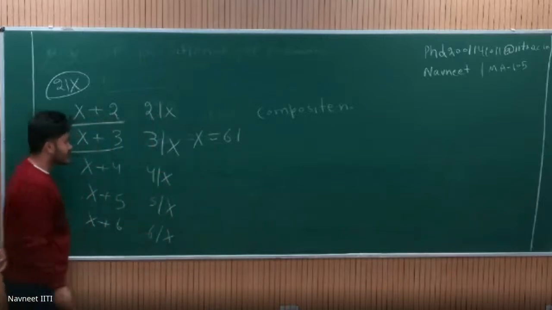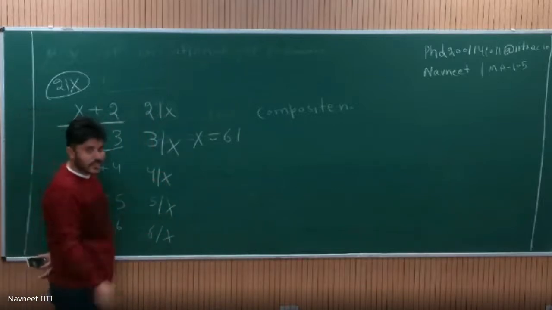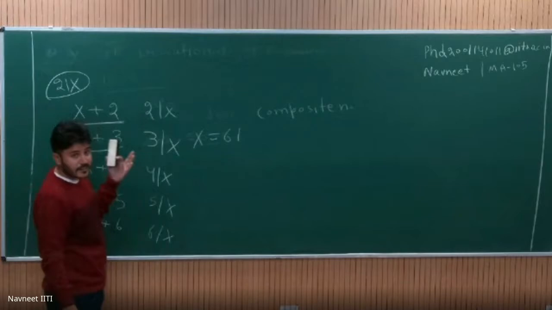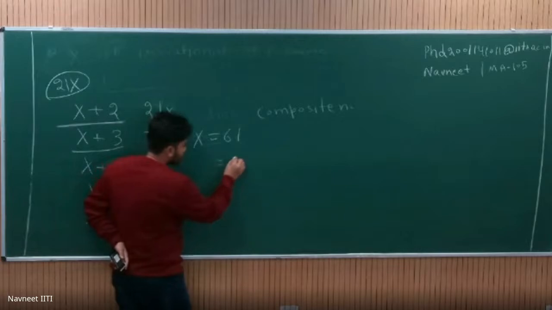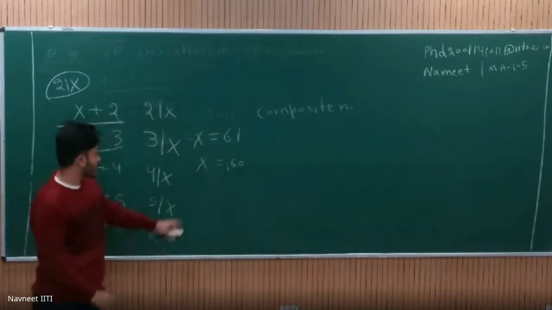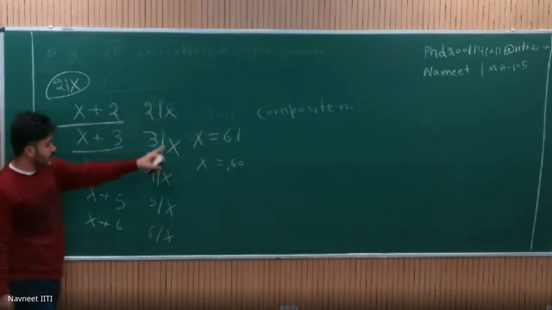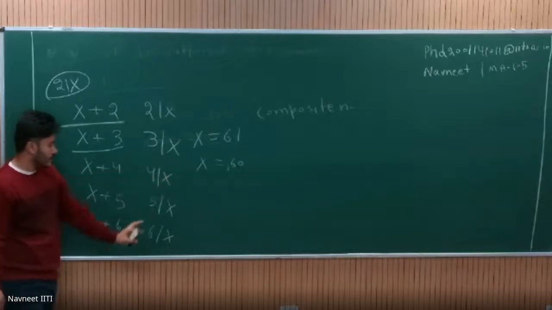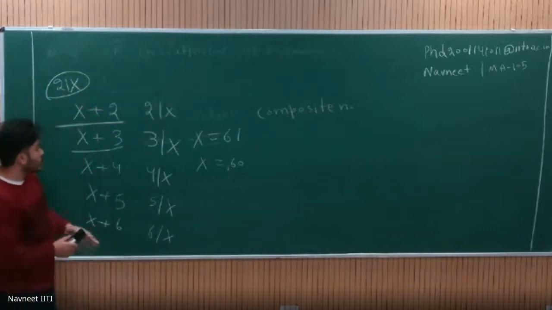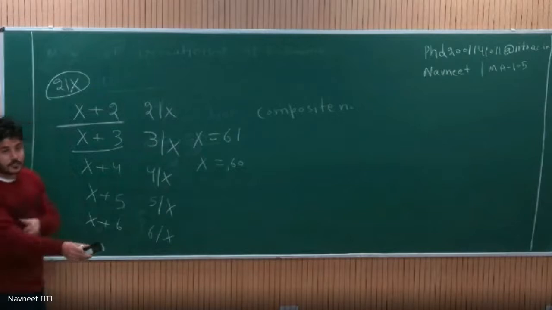Some other answer? Can x take some value less than 6 factorial? 60. Okay, you are saying 60. 60 is the number: 2 also divides, 3 also divides, 4 also divides, 5 also divides, and 6 also divides. Any other number? Actually, I want to know how you are choosing this x.